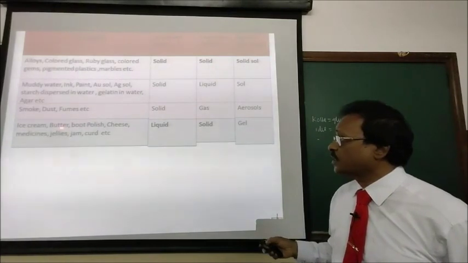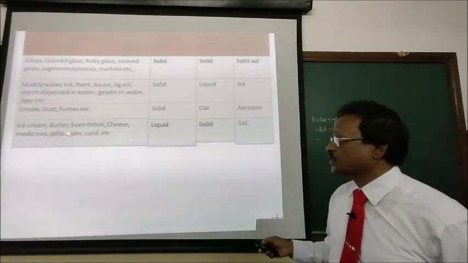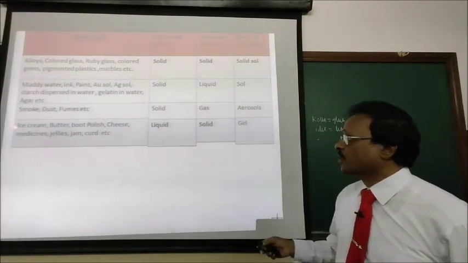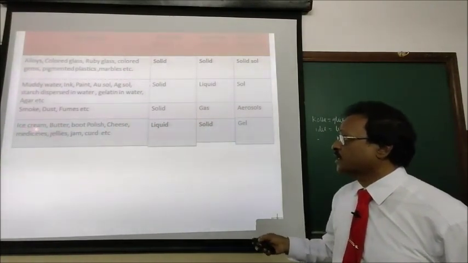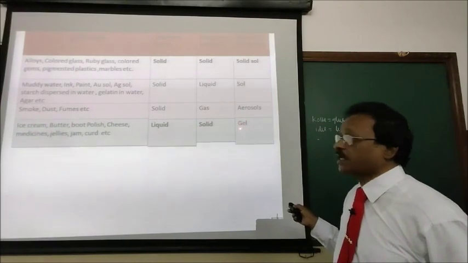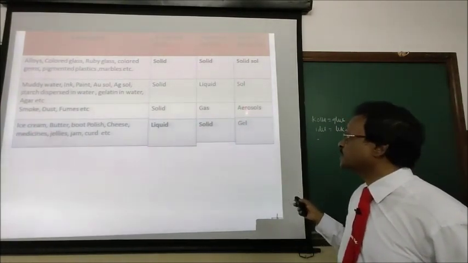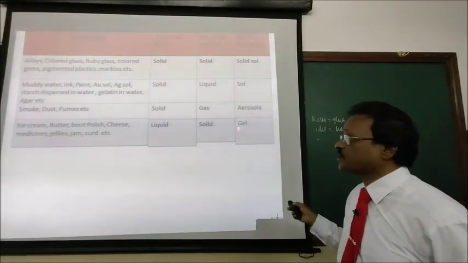The name given is gel. So we say liquid dispersed in solid. Even butter, boot polish, toothpaste are all examples of gels, liquid dispersed in solid. They all contain liquid particles dispersed in solid. It is called a gel. But solid in liquid is sol, and solid in gas is aerosol. So liquid in solid is called a gel.